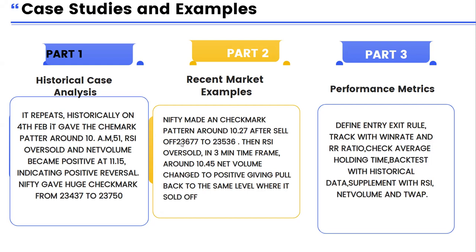So, performance matrix: you need to define your entry and exit rule, and track with win rate and risk to reward ratio. Check average holding time. You should have average holding time to master this, and backtest with historical data. It is supplemented with RSI, net volume and TWAP.